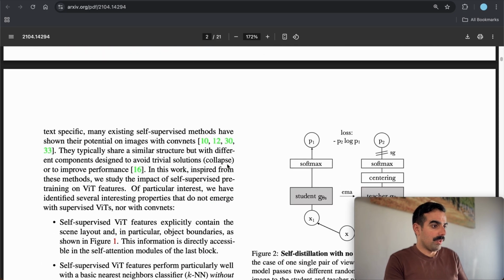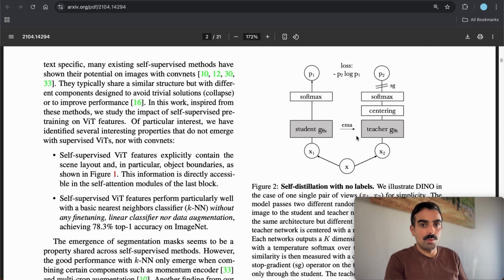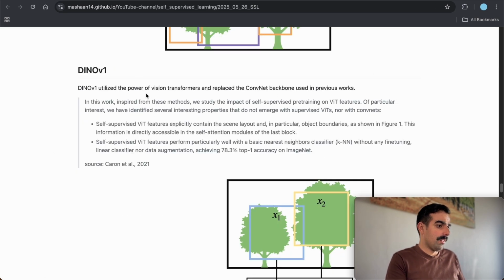Another contribution for DINOv2: they used two networks. The first network is called student, and the second network is called teacher. The gradient update is stopped for the teacher network, but the teacher network is updated using the exponential moving average, and the student network is updated using stochastic gradient descent. I have a visualization for the DINOv2 architecture.